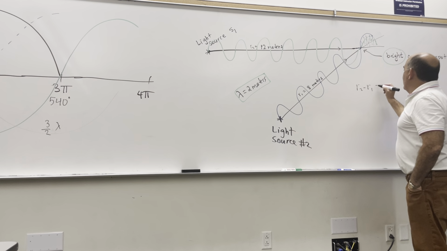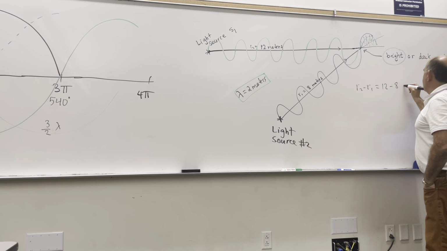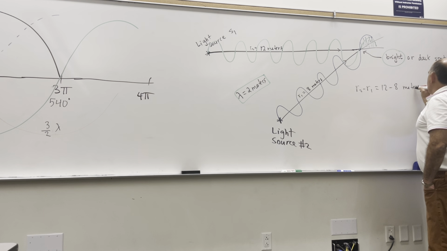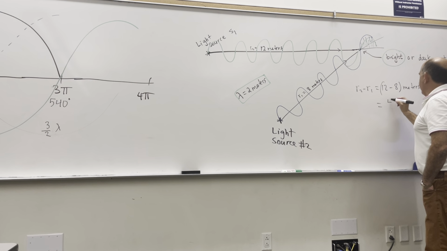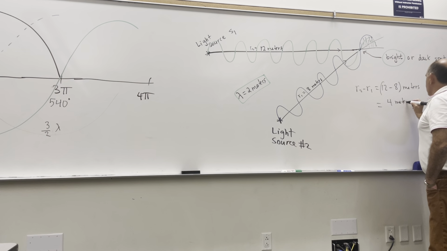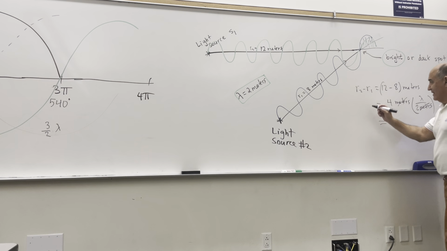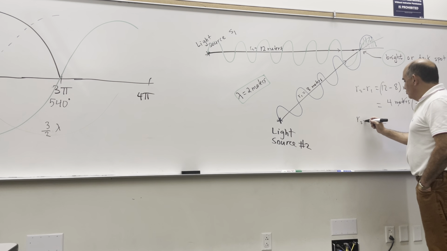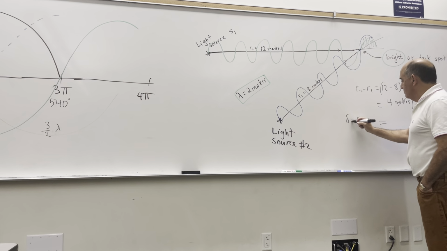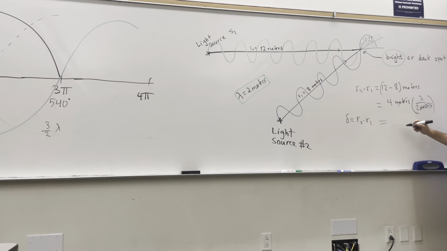R2 minus R1 is 12 meters minus 8 meters, which is 4 meters. But I can convert this to wavelengths. Notice that one wavelength is 2 meters, so this cancels that. And I get that the path length difference, R2 minus R1, which I like to call delta, is 2 lambda.